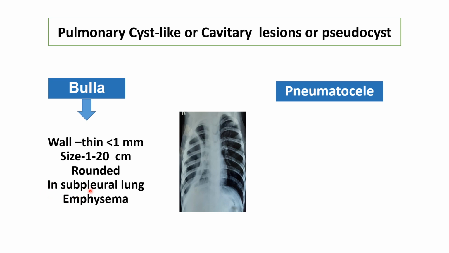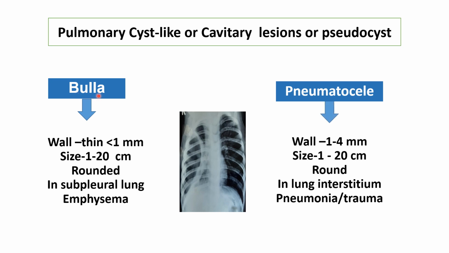It is present in the subpleural lung space and it is commonly associated with emphysema. So whenever a patient has an emphysematous lung field and you find a thin wall radiolucent cavity, it is most likely a bulla.